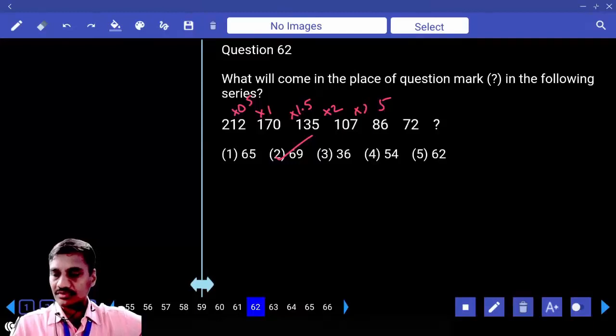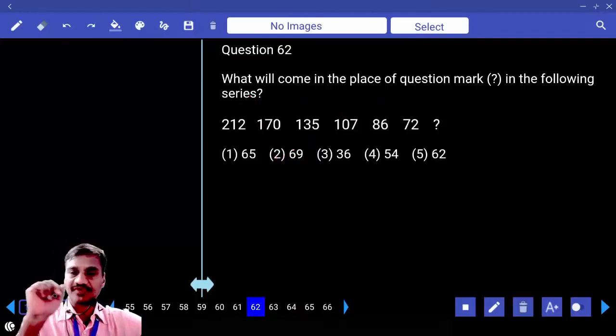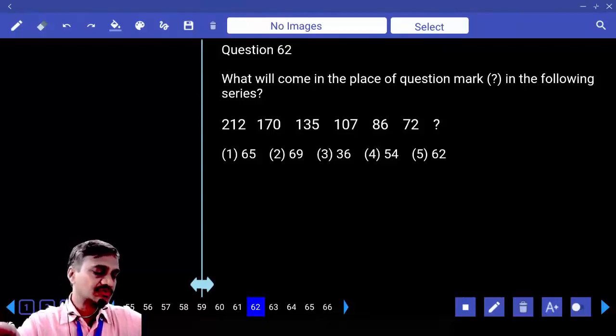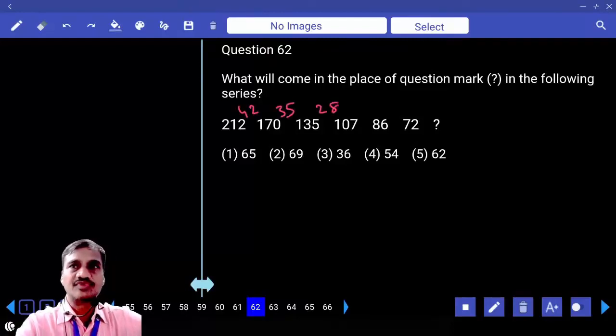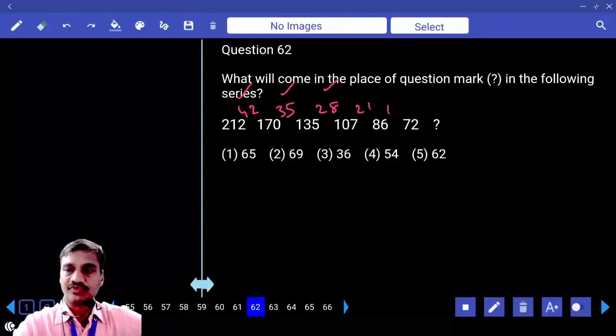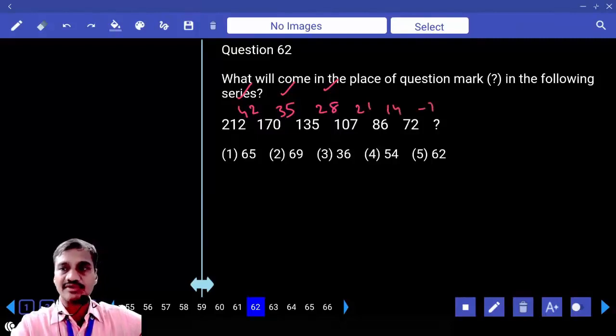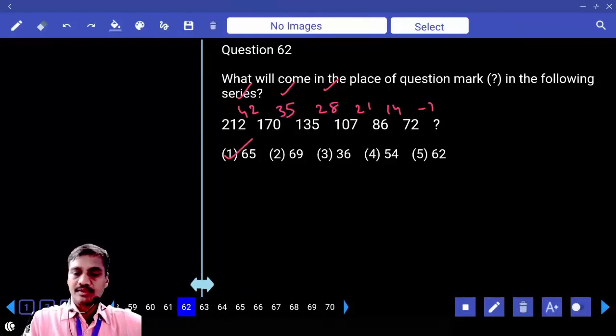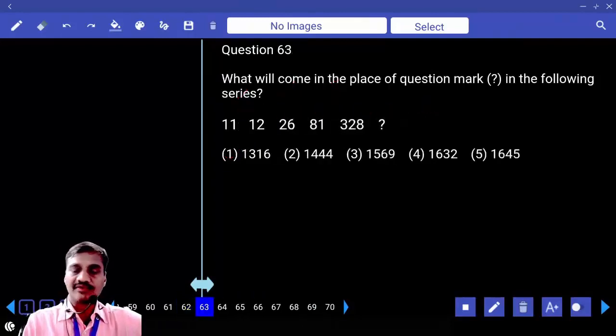And 62. Now here if you check out for the difference, 212 and 170, what is the difference between these two numbers? 42. And next difference is how much? 35. And next one is 28. What are these numbers? 42, 35, 28. 76, 75, 74, 73. Next one 72 is 14, 7 minus 1. 72 minus 7 is how much? 65, choice 1, 62.